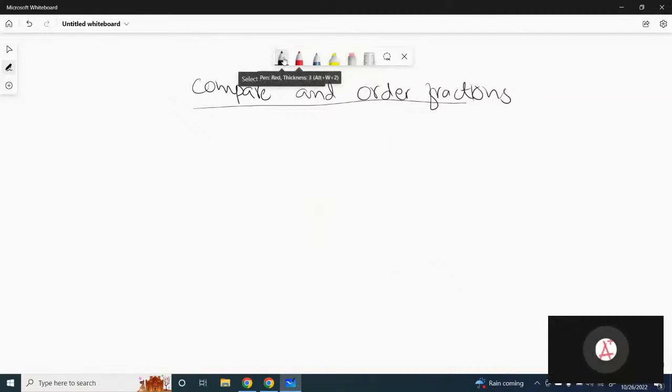So let's start with the topic compare and order fractions. Let's start with an example. Okay, which fraction is less? The fractions are 2 by 7 and 3 by 7. We need to see which one is less. Got it? You can compare the fractions in two ways.